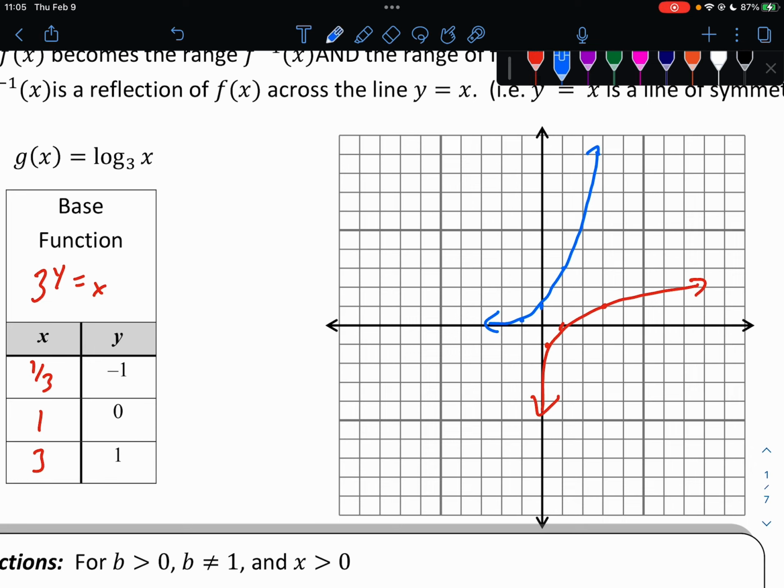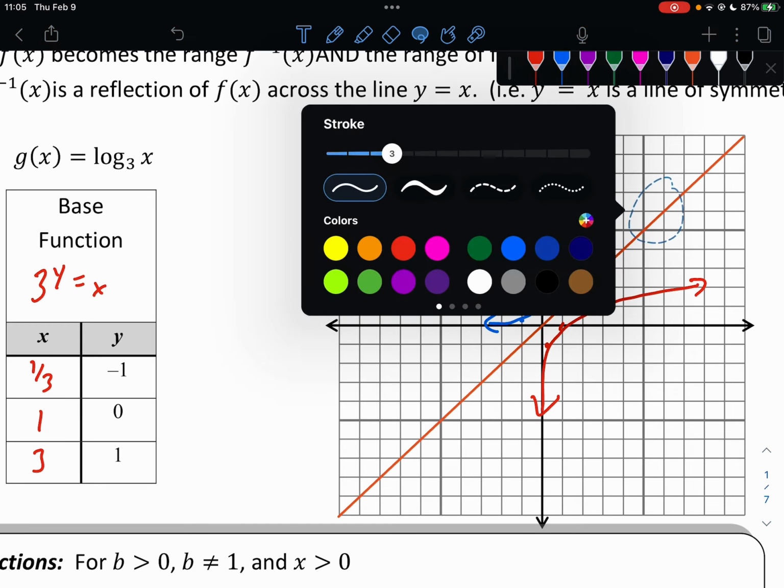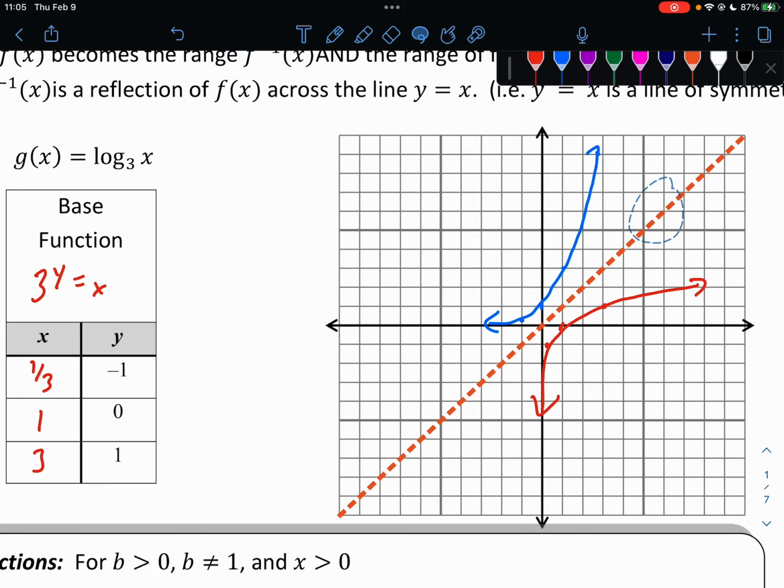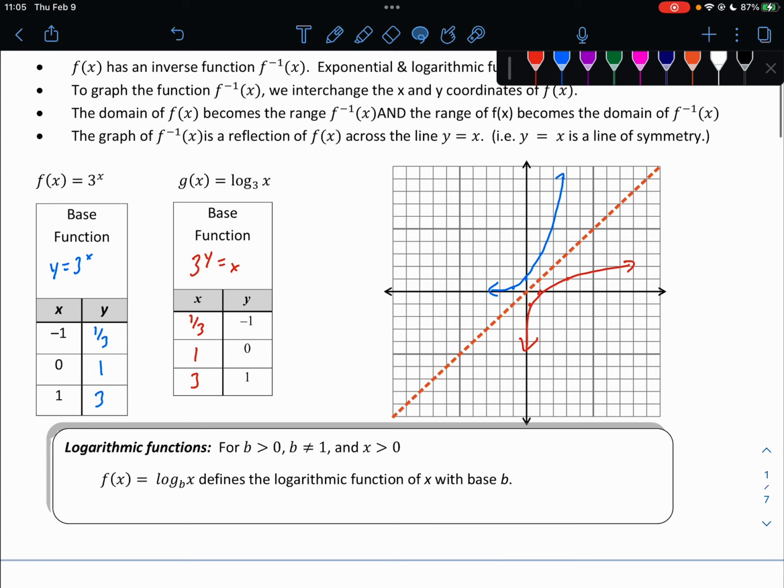All right, and then if I was to draw in the line y equals x right here, that should act as a mirror between the two graphs. Okay, so again, remind you that the exponential one would have an asymptote at y equals 0. Therefore, the logarithmic function would have a vertical asymptote at x equals 0.